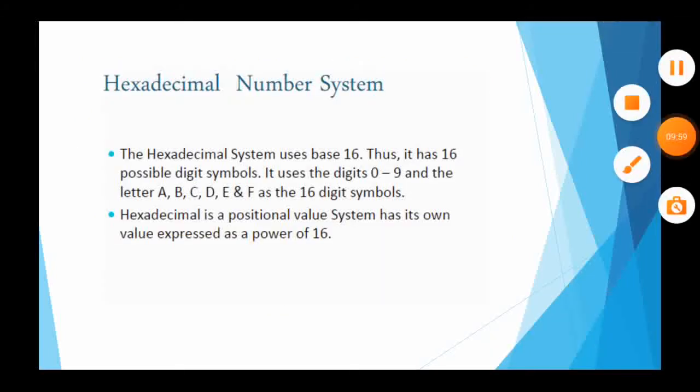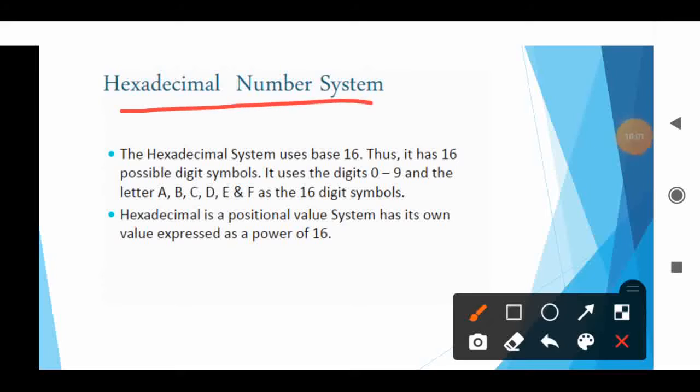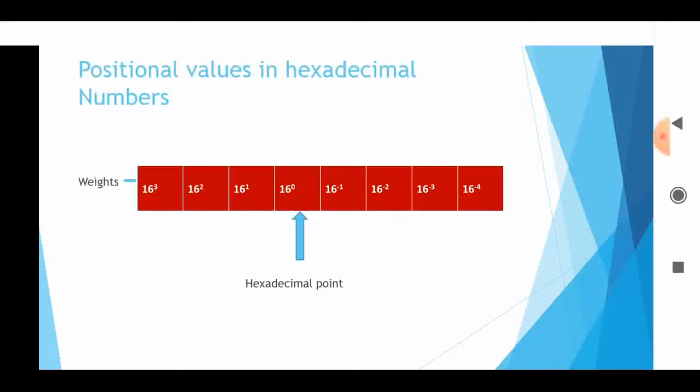The next number system is what? Hexadecimal number system. What is the base value? It is 16. So it has 16 possible digit symbols. It uses the values 0 to 9 and the letters A to F. These are all the digits of the hexadecimal number system. What are the digits? 0 to 9 and A to F. The hexadecimal system also has a positional value system. Each digit has its own value expressed as a power of 16.